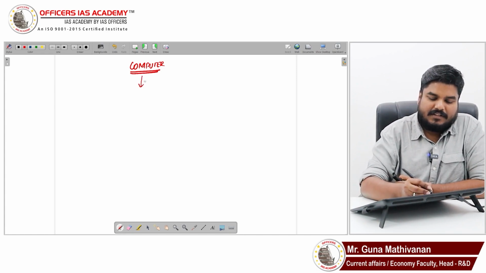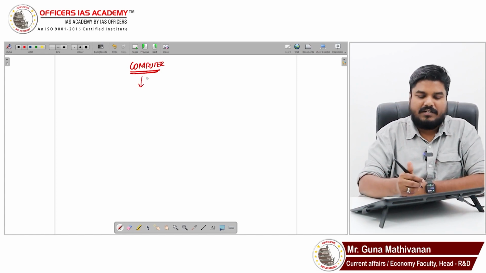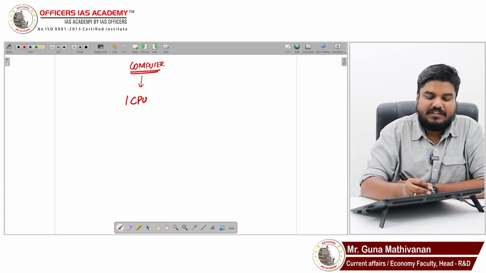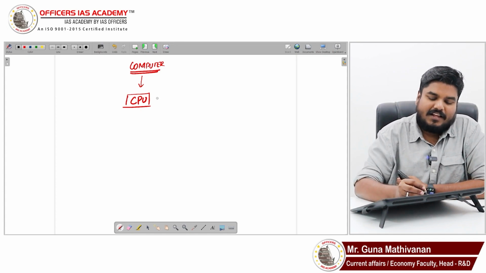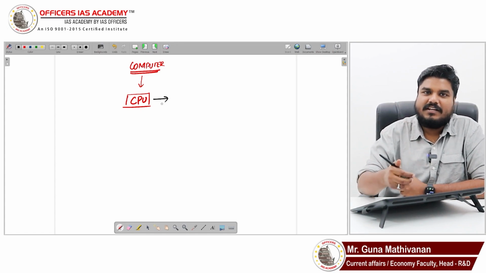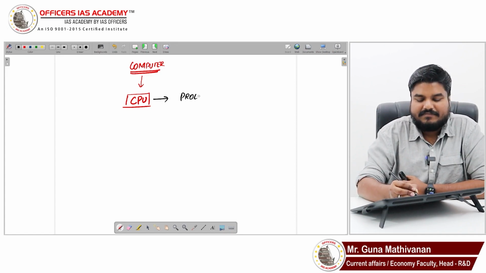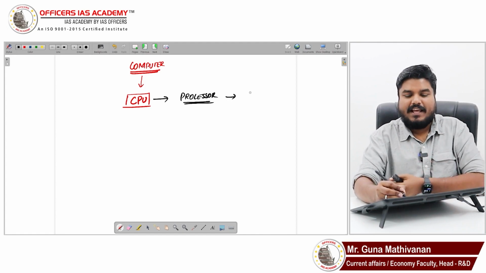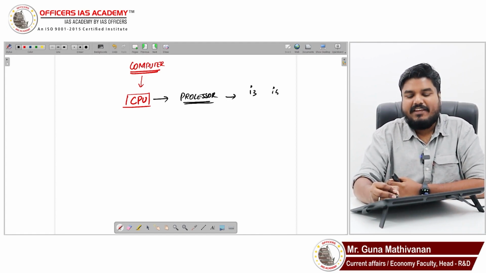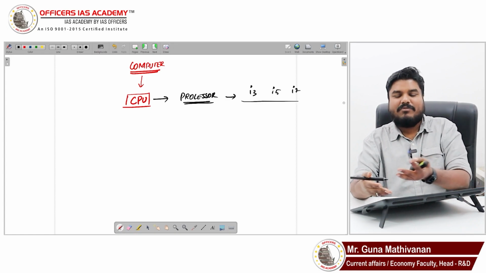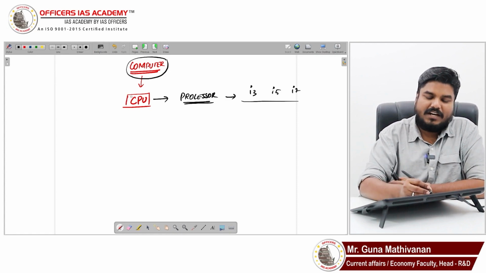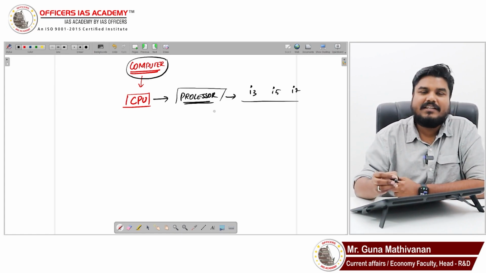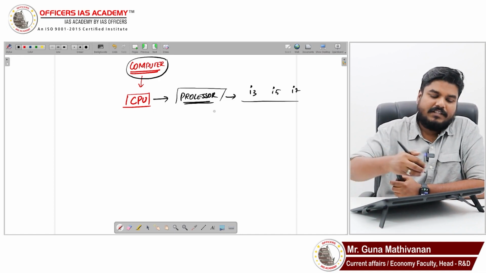The computer has a lot of parts. The most important part is the central processing unit. We all know the central processing unit. Now the most important component of the central processing unit is the processor. We all know Pentium processors, i3 processor, i5 processor, i7 processor. You'd have heard about these processors. So the computer has many components, the most important is the CPU, and in that CPU, the most important part is the processor.